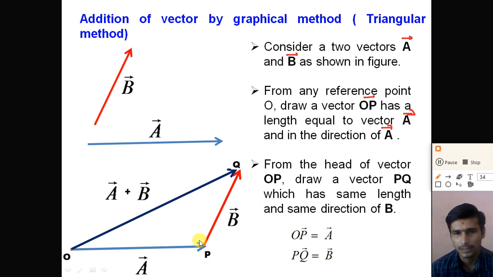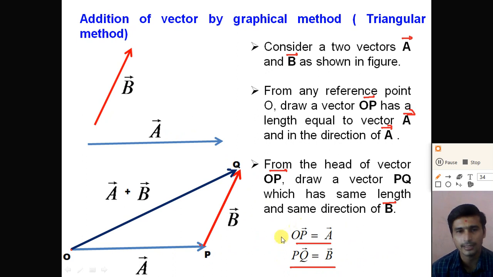Now from the head of the vector OP, P is the head of the vector OP, draw a vector PQ which has the same length and the same direction as the vector B. On the head of the vector OP, draw a vector PQ which has the same length as vector B and in the same direction as vector B.